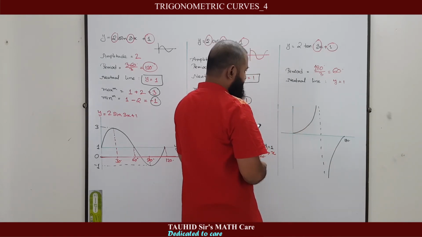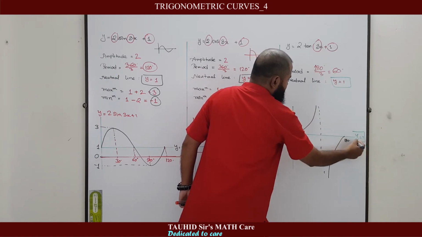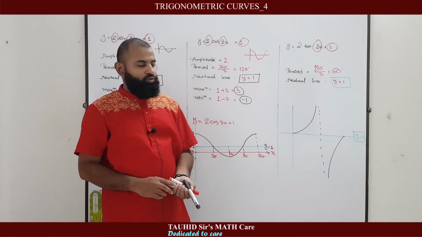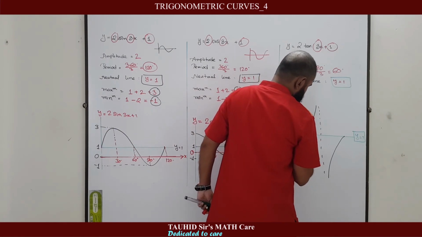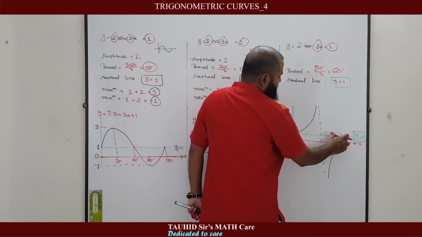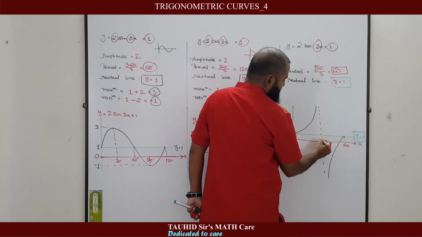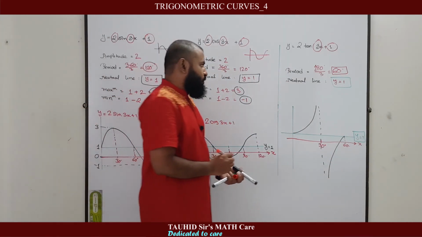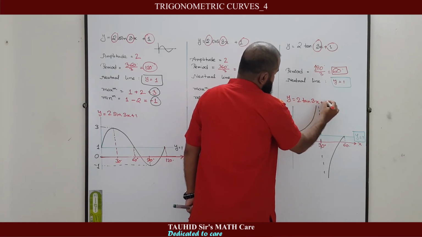So what is the neutral line? Neutral line is y equal to 1. So this line is y equal to 1 here. And in the case of tan x, there is no amplitude. So the x-axis will be just below the line y equal to 1. So we can say that this one is our x-axis. The end point will be the value of the period, 60 degrees, and this point will be its half, 30 degrees. So we have drawn y equal to 2 tan 3x plus 1.